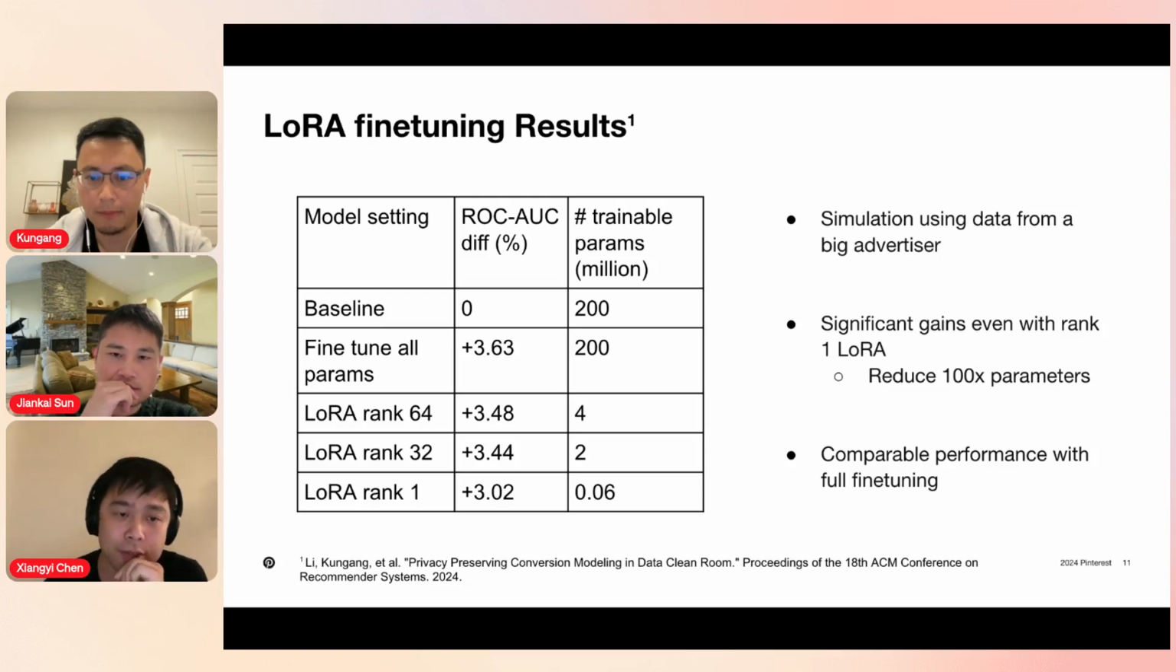We can see, compared with the full fine-tuning and the baseline, we can get more than 3% gain in ROC AUC. This will translate to a very strong online gain in our experience. And even with LoRA rank 1, we can still get more than 3% gains while reducing the number of trainable parameters to way less than 1% compared with the full fine-tuning. Next, please.